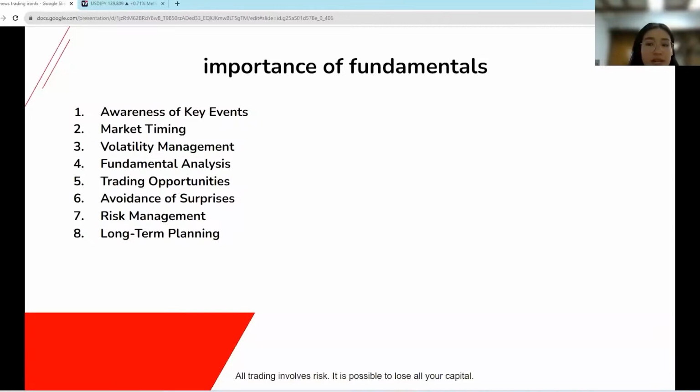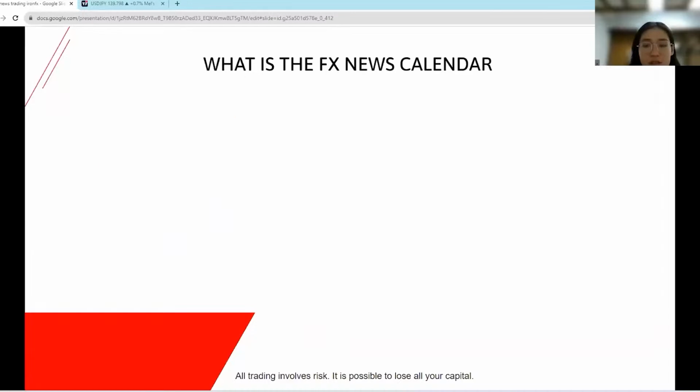This allows you to plan your trades and investments with a long-term perspective. Because when you incorporate anticipated events into your trading strategy, you can then align your positions with the expected market trends and take advantage of long-term opportunities. Okay.